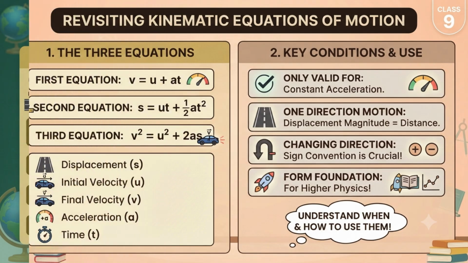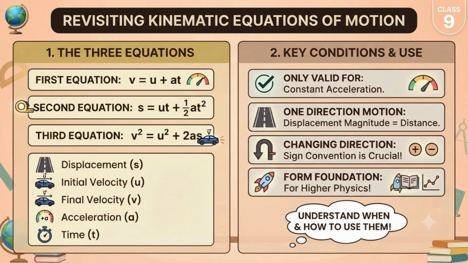So, let's quickly revise all 3 equations. First equation, v is equal to u plus at. Second equation, s is equal to ut plus half at square. Third equation, v square is equal to u square plus 2as. These 3 equations are known as the kinematic equations of motion. Together, they relate the 5 important quantities of motion: displacement, initial velocity, final velocity, acceleration, and time.